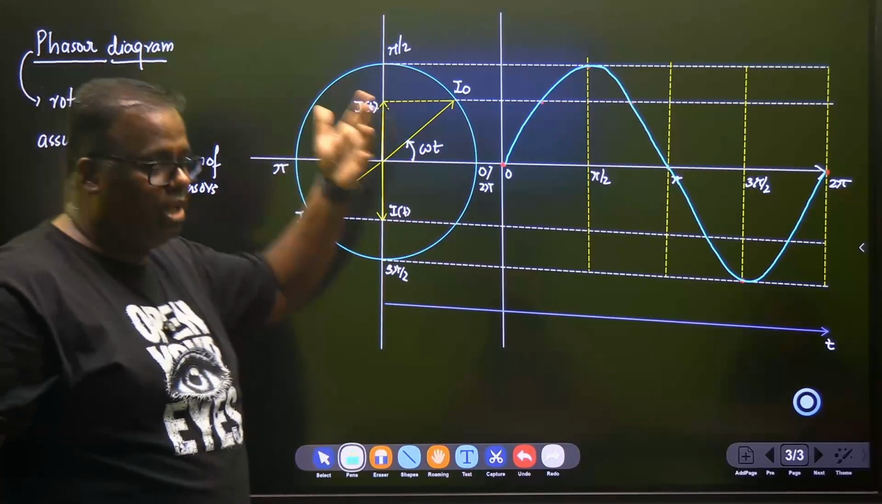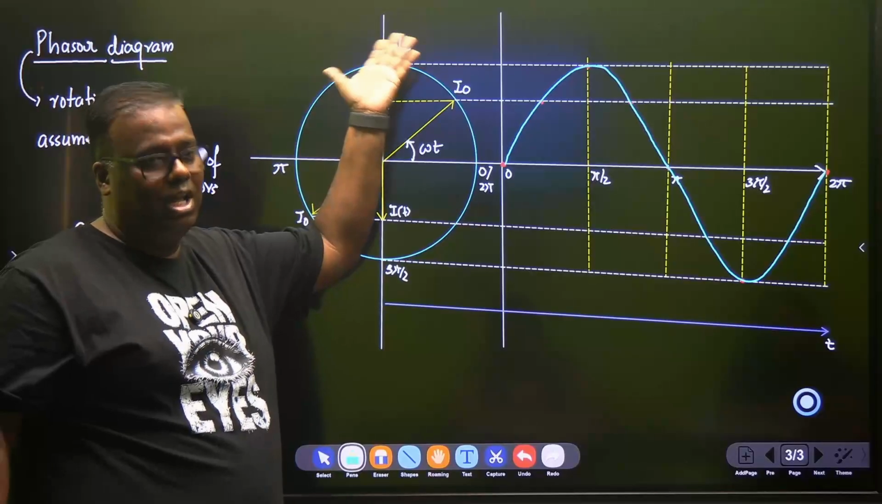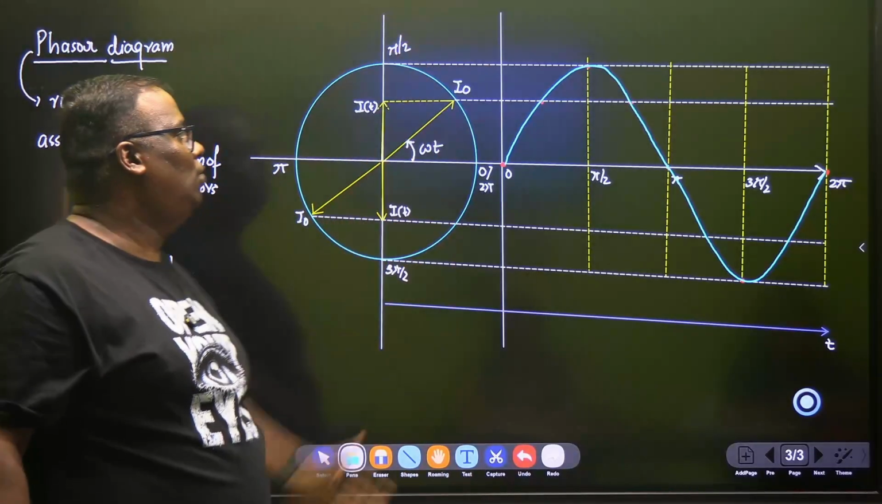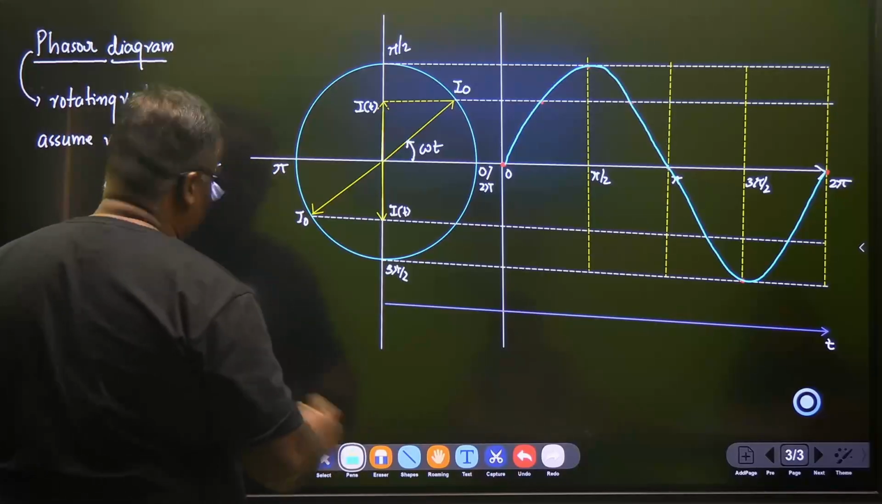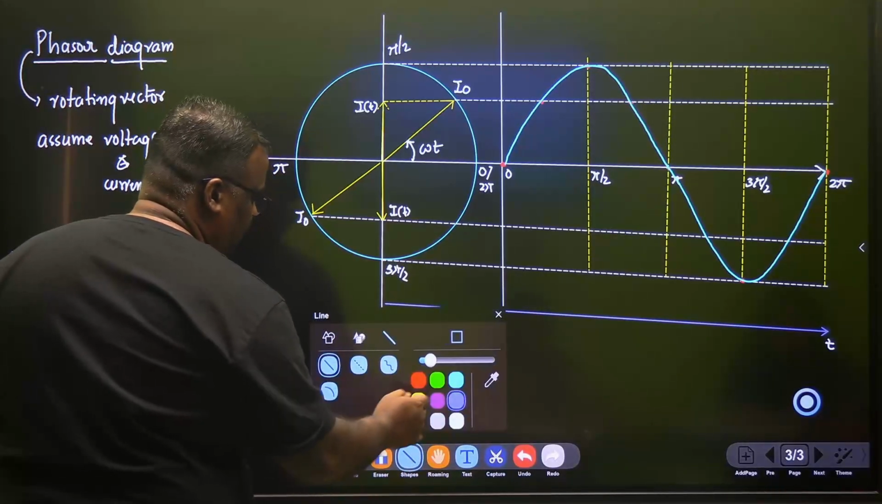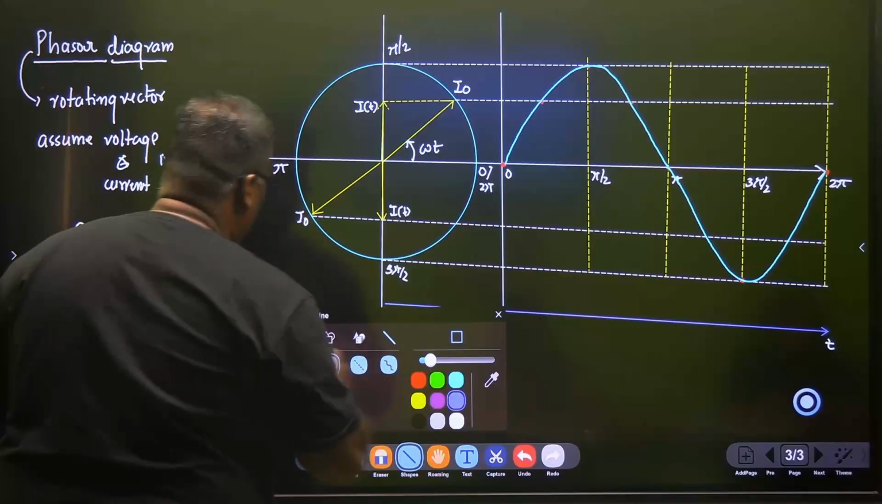But if you look, the voltage value is always more. In the last class also we saw the value of voltage is more. So if I try to plot voltage, then how will it be? Just one minute. So say I take a voltage circle, which is a green circle.